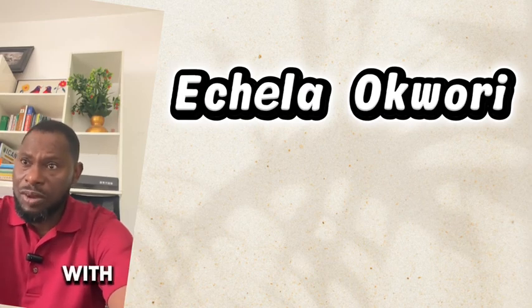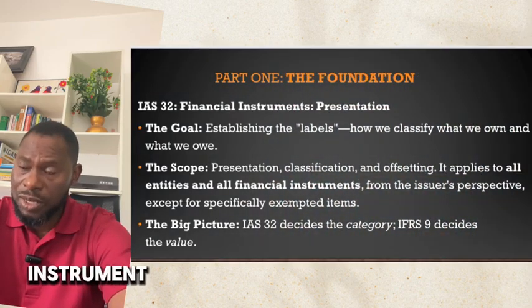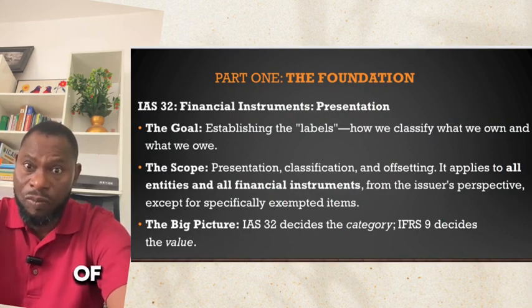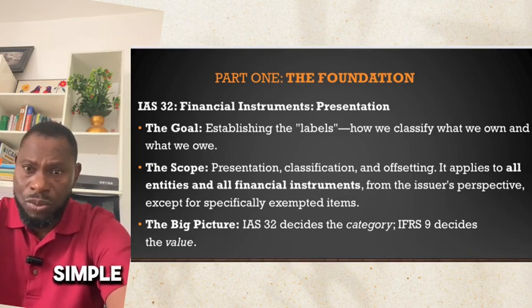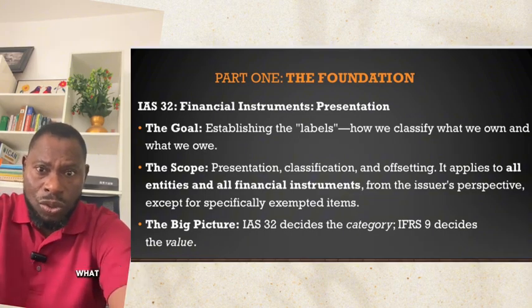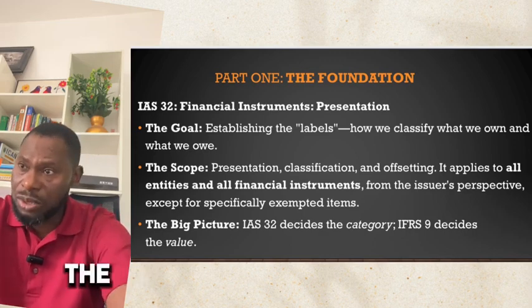We want to start with the foundation: IAS 32 Financial Instruments: Presentation. So what is the goal of IAS 32? The goal of IAS 32 is simple: to establish the label for us to know how we categorize what we own and how we categorize what we owe. So these are the two things.